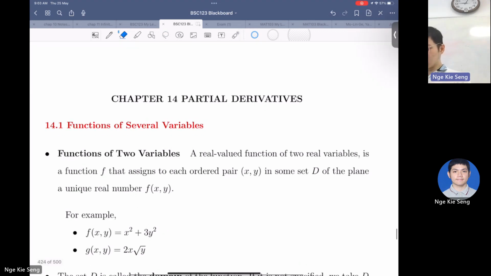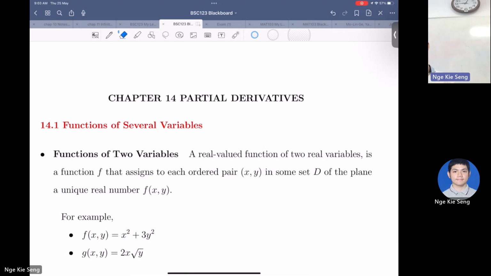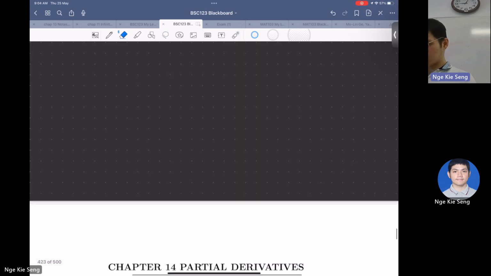Okay, so we start with partial derivatives. Why partial? Because now we have more dimensions. In one-dimensional space, you can only do dy/dx. Only one direction you can go. But in two dimensions, you can have at least two directions. Right. Okay, so let me give you some pictures here.